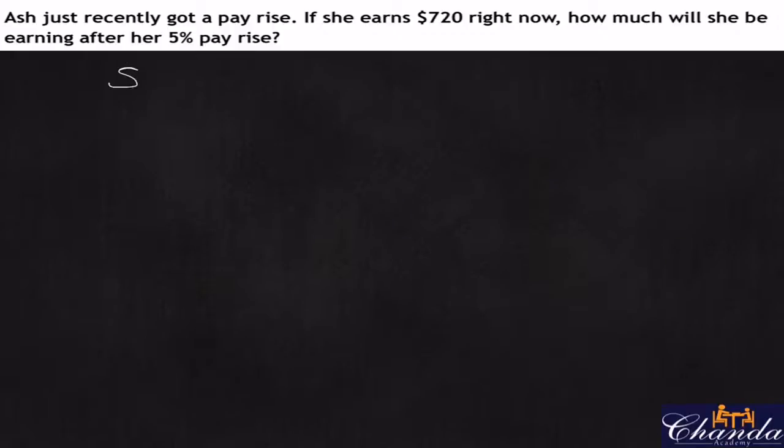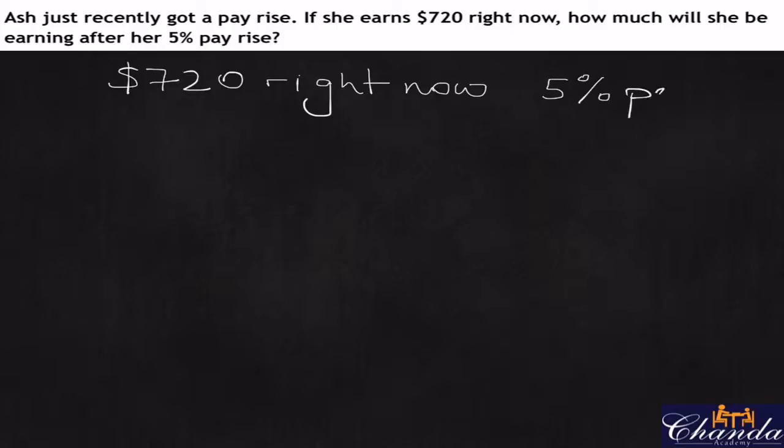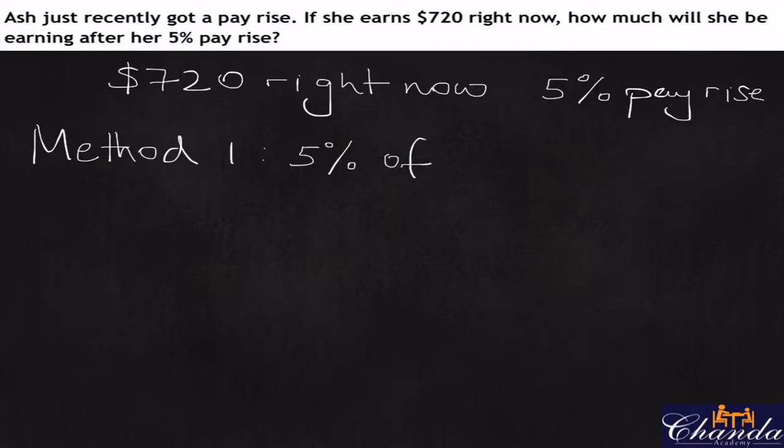So, she's getting paid $720 right now. And then she has a 5% pay rise coming her way. So, method 1 is to figure out exactly what the 5% pay rise would be. So 5% of $720 is 5 over 100 multiplied by 720 over 1.